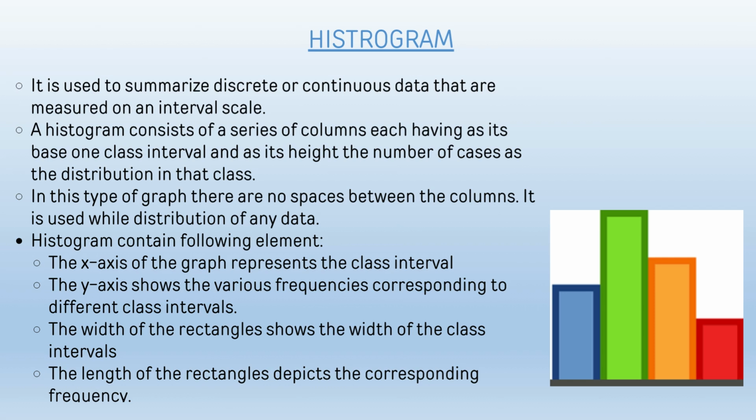A histogram contains the following elements. The x-axis of the graph represents the class intervals. The y-axis shows the various frequencies corresponding to the different class intervals. The width of the rectangles shows the width of the class interval. The length of the rectangle depicts the corresponding frequency.